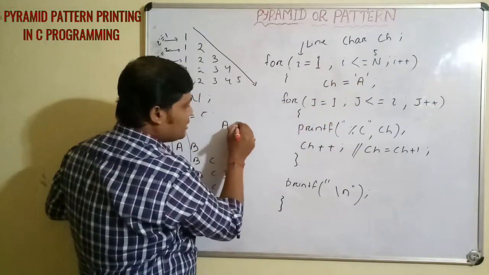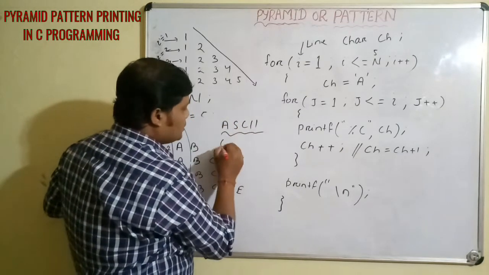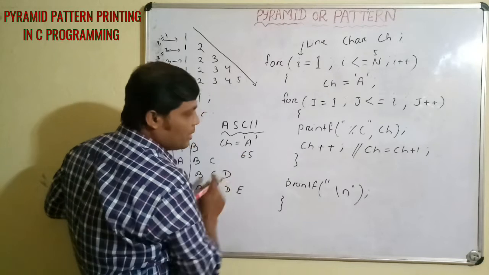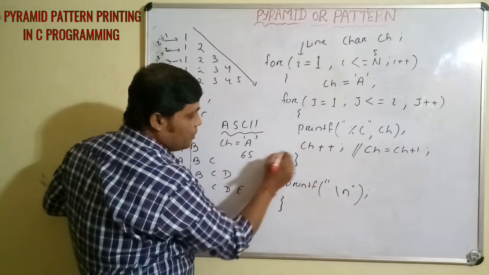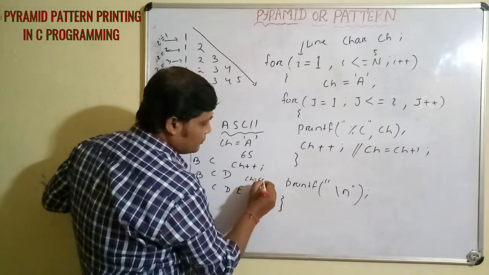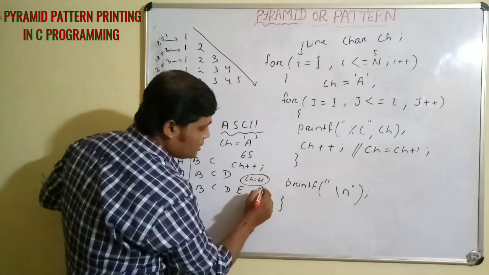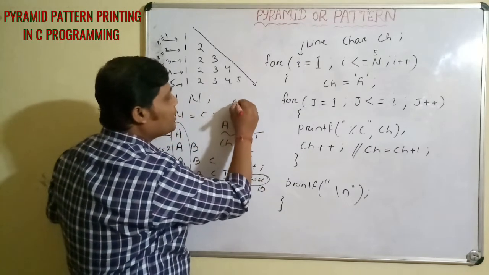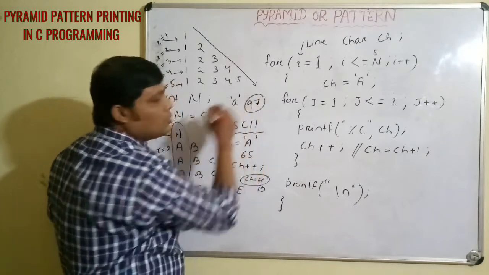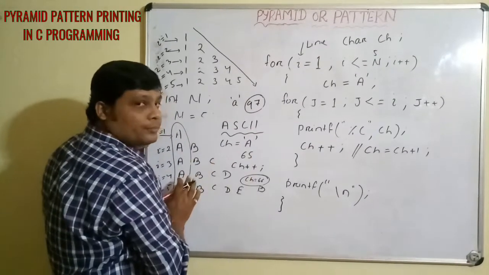ch equal to a, you know the ASCII value. ch equal to a, ASCII value of this capital A is what? 65. When ch will be plus plus, it will be ch plus plus, means what? ch will be 66. What is the ASCII character for this 66? This is capital B. What is the ASCII value of a small a? This is 97. You know, the ASCII value for small a is 97, capital is 65.